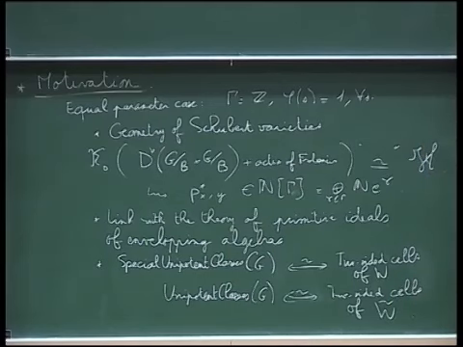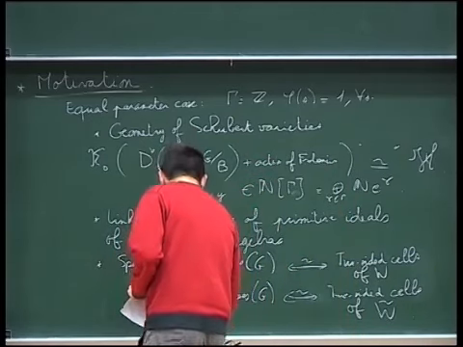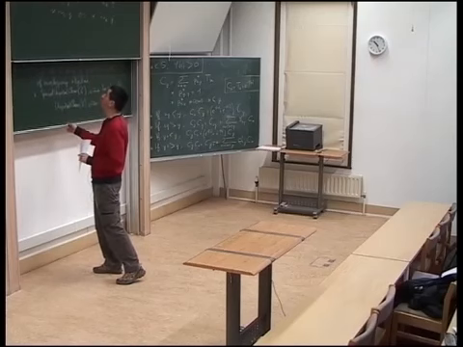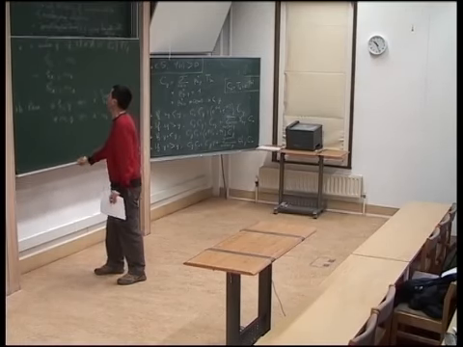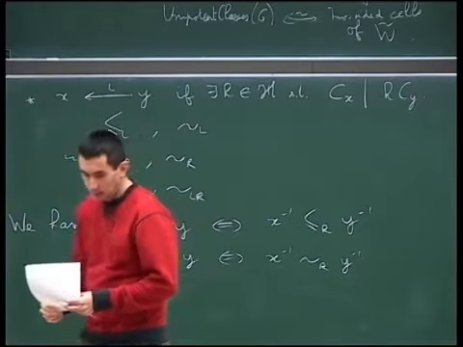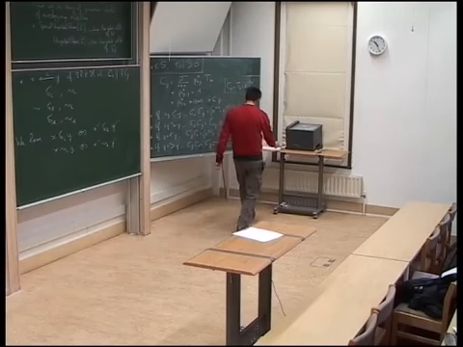So you see that in the equal parameter case you have many links with geometric objects. But there are also applications for the unequal parameter case, so for the general case.